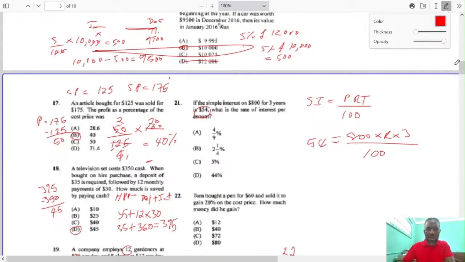So basically, if we transpose this, we're going to get 54 multiplied by 100, and then 800 times 3 is going to give us 2400. So we divide this by 2400.